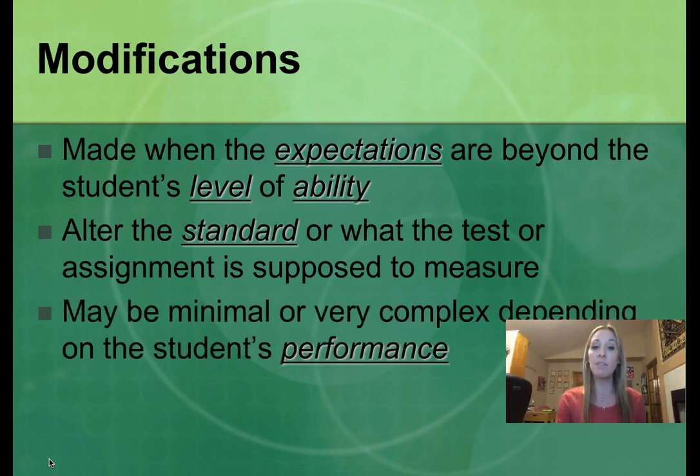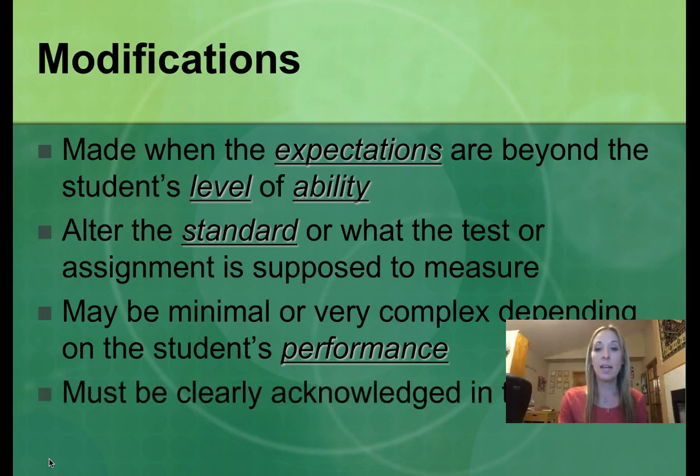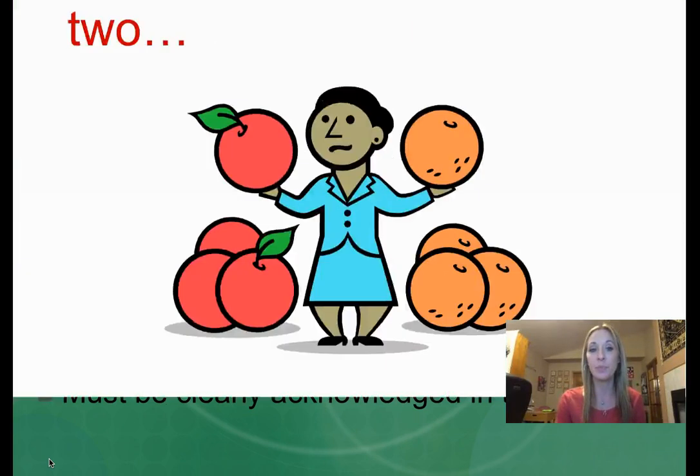And then it can be very minimal or complex. So there's a really wide range in terms of what a modification might be necessary to meet a student's needs. And it all hinges on one major thing, and that's that student's performance. It also has to be clearly acknowledged in an IEP if a student is being provided a modification. It needs to be written in the IEP so that IEP members know that it's there, including all educators and related service personnel who work with that student.